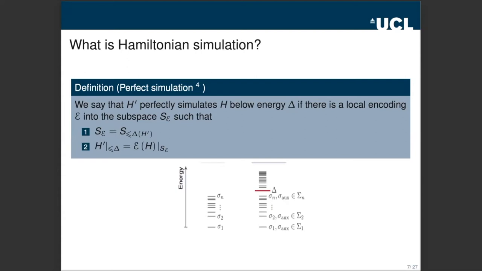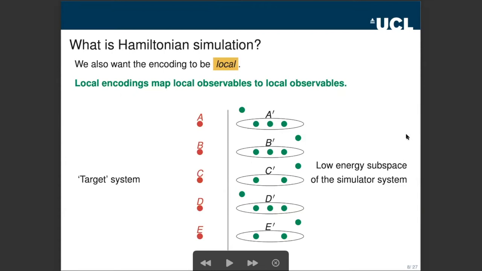You might have noticed that I've stuck an extra word into this definition. So we don't just require that this encoding exists and has the form set out in the previous slide. We also require that it's local. So what do I mean by that? Well, a local simulation is one that preserves the tensor product structure of the system of interest. So what I mean by that is that local observables are encoded locally, and we don't have to measure the entire system to interrogate a local observable. So what we want is that for any given qubit in the target system, there is a fixed subset of qubits in the simulator system which map onto that qubit. So if we're in the low energy subspace, then for any operator or observable acting on qubit A in the target system, there is a corresponding operator or observable acting just on the set of qubits A prime in the simulator system. Okay, so that's what we mean by a local encoding.